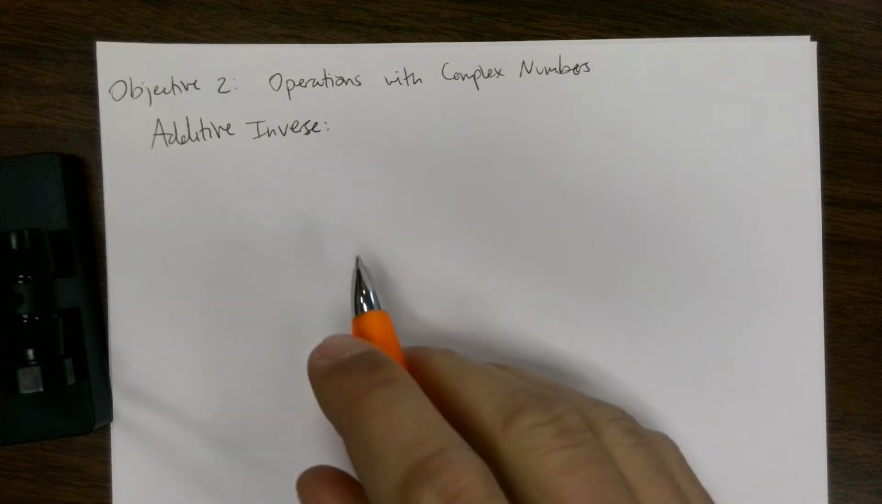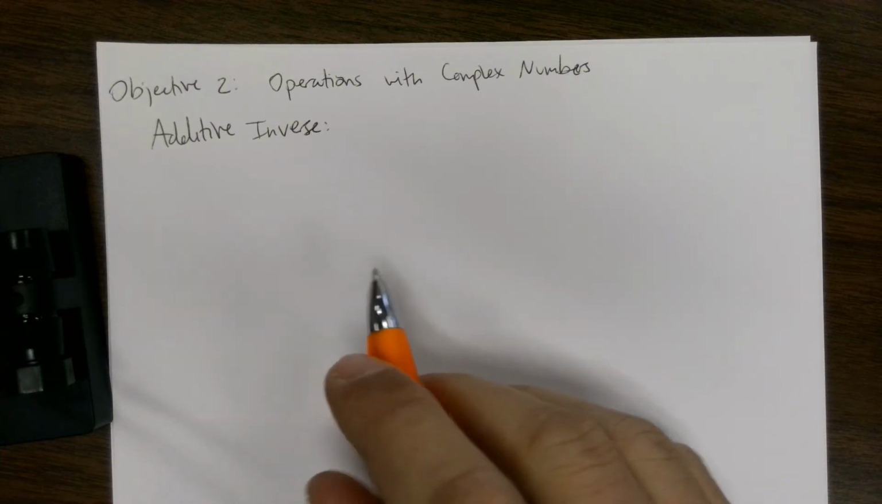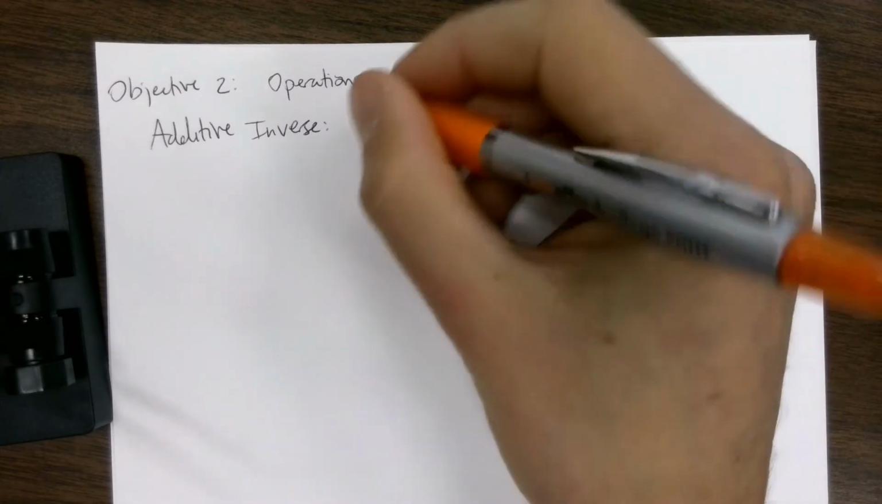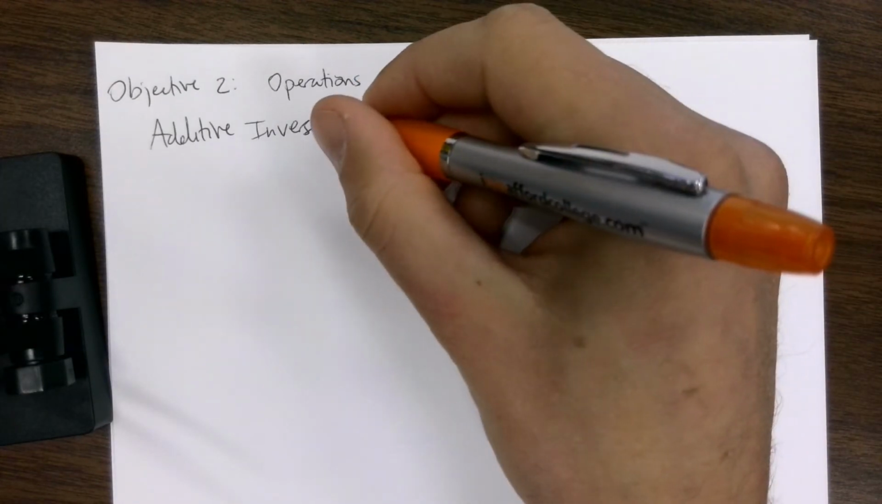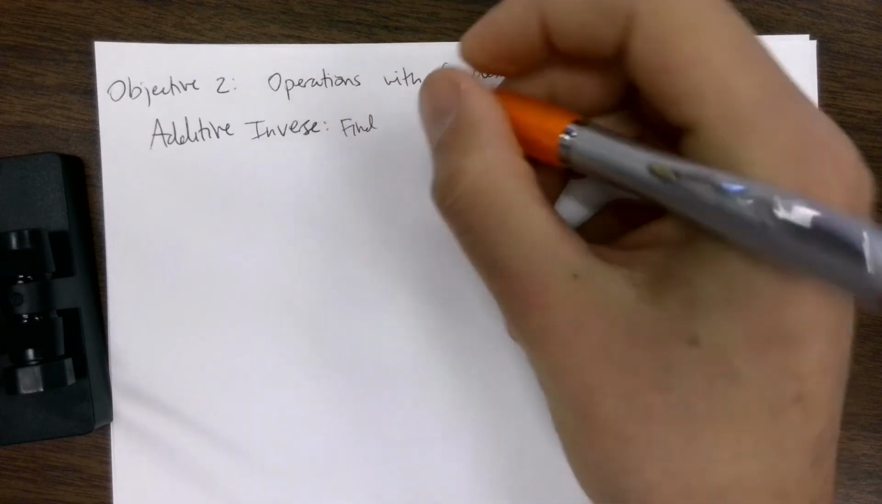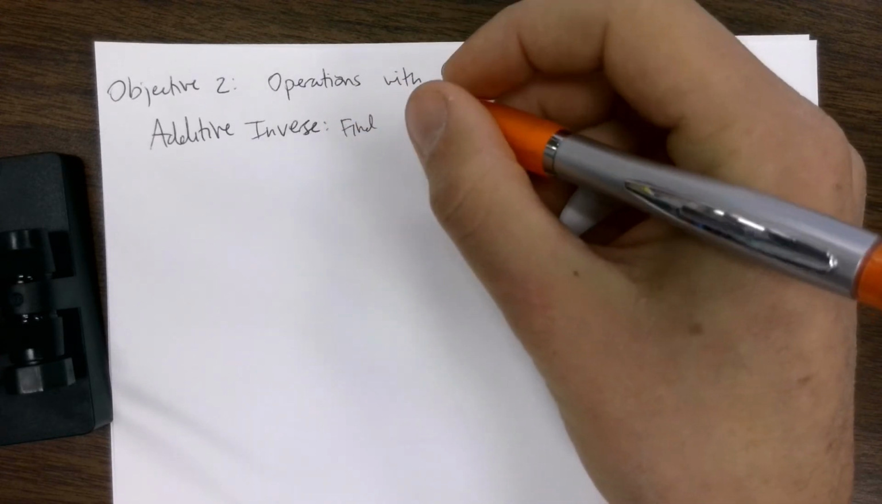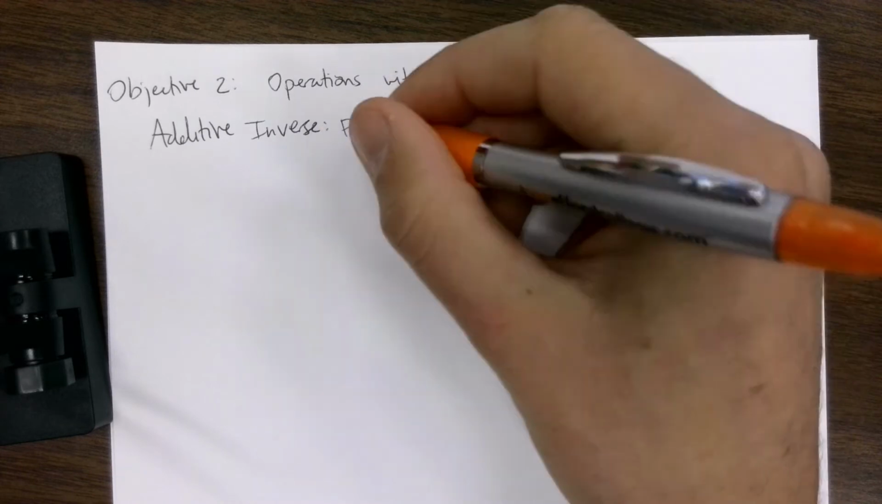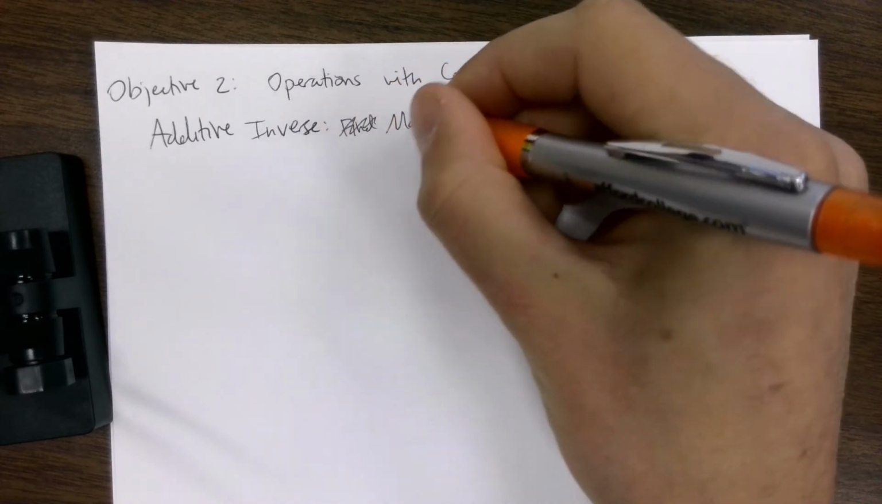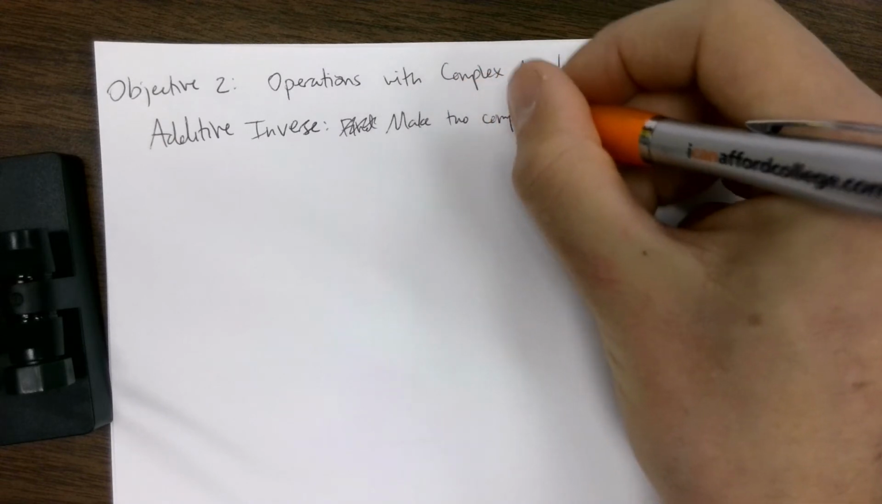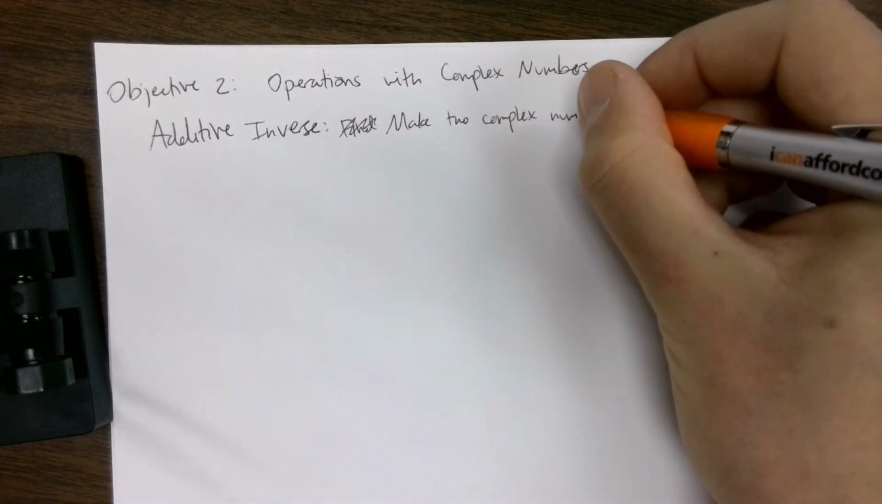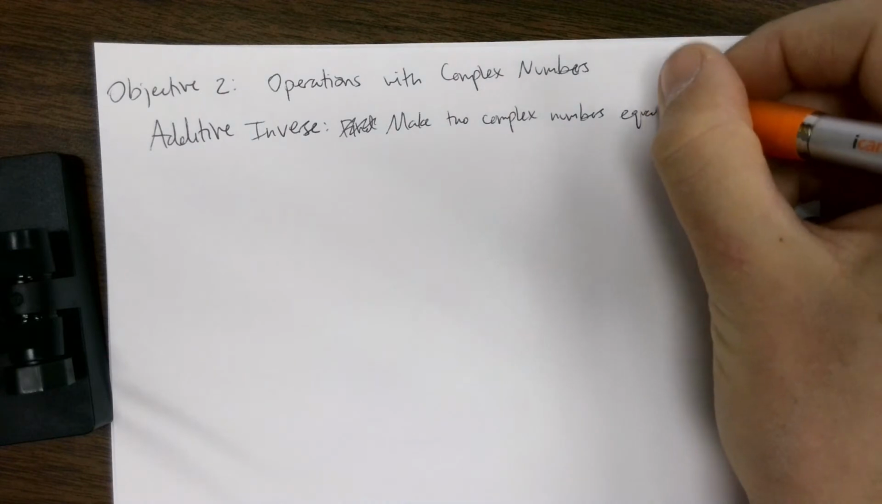Okay, so the first operation is called the additive inverse. So what this is, basically you want to find the sum of two complex numbers that equals 0.